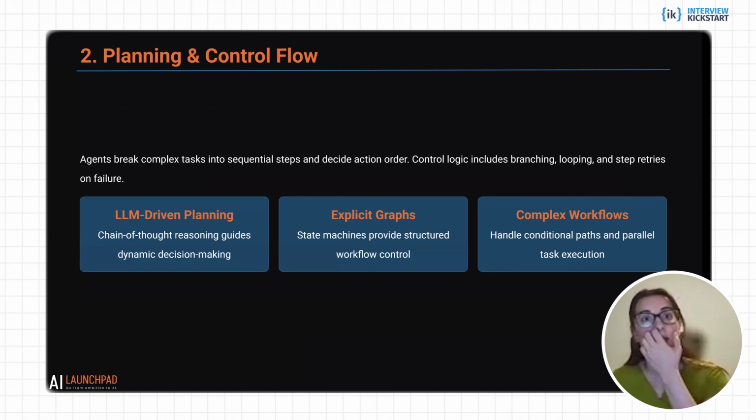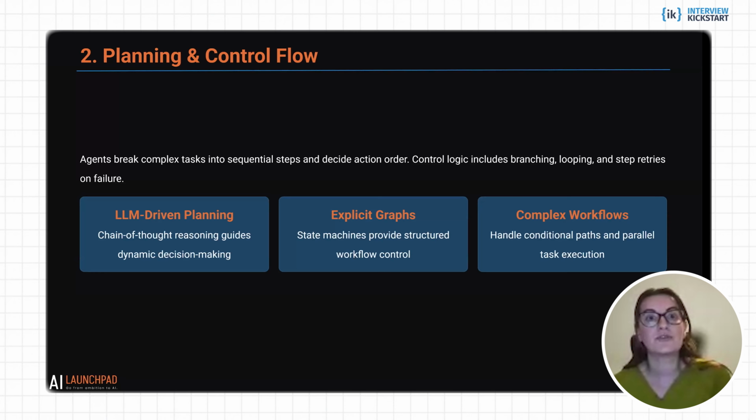Now, once an agent has access to the tools, the next big question is how does it know what to do first? That's where planning and control flow come into the picture. You can think of an agent like a junior analyst, and you can say, hey, can you figure out why customer churn increased last quarter? And they can, for example, pull the data, analyze metrics, identify patterns, and then summarize different findings. Agents do the same thing, except instead of us giving them a plan, the LLM creates it on the fly.